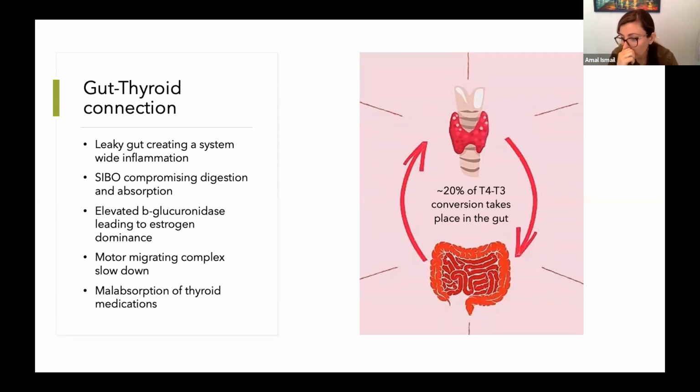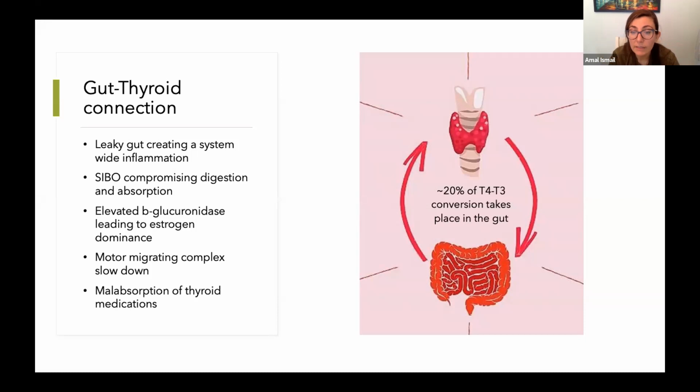SIBO is another very common dysfunction that we see in the clinic, which is small intestinal bacterial overgrowth, and it compromises your digestion and absorption capacity. So you're unable to break down the proteins, fats, carbohydrates. You're unable to absorb the right nutrients that are essentially needed for the production of hormones.